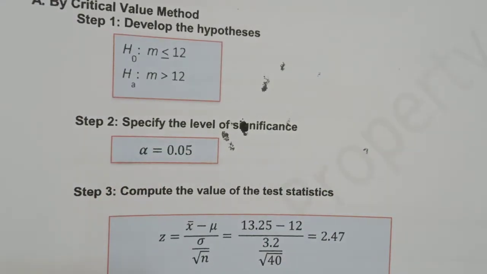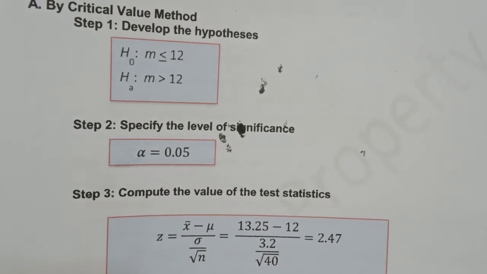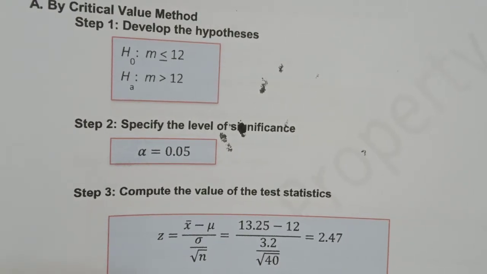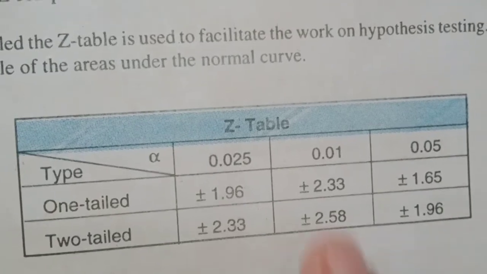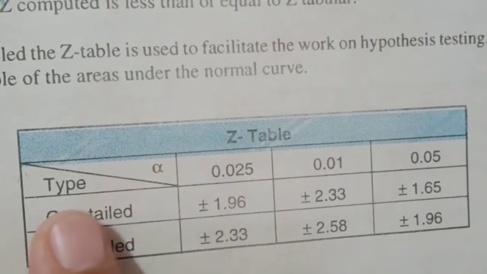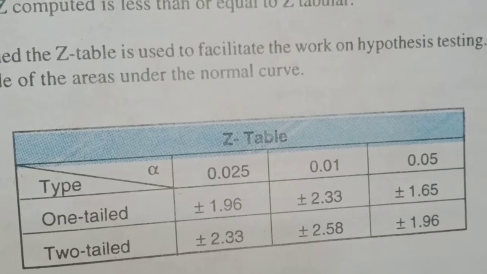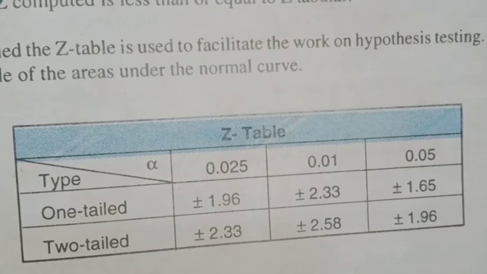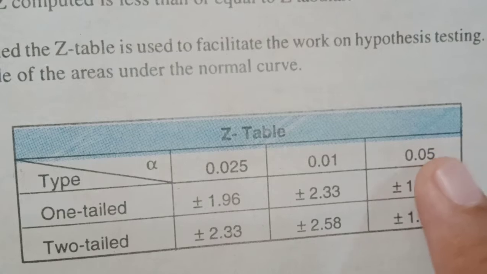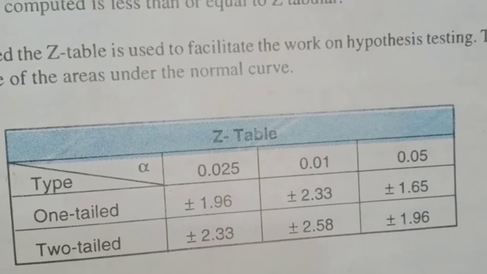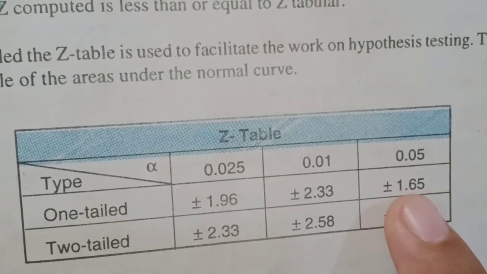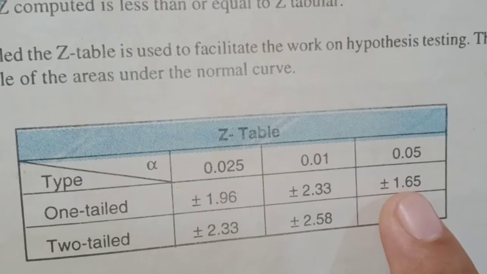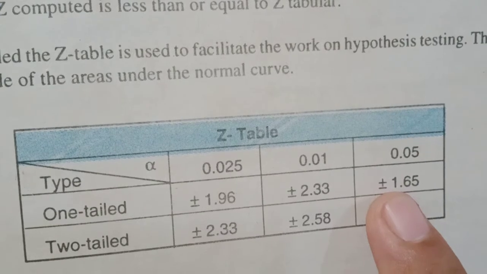Dahil ito ay one-tailed test, gagamitin natin itong Z table. Mayroong alpha, type of test kung one-tailed or two-tailed. Tingnan natin yung gagamitin natin, 0.05. One-tailed lang siya. So, 1.65 ang ating Z. That is called the critical value.